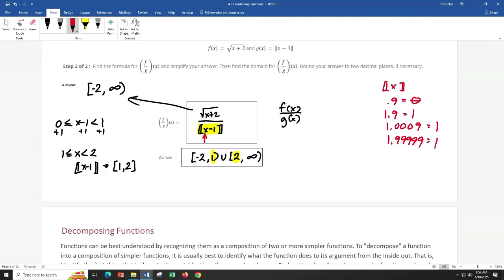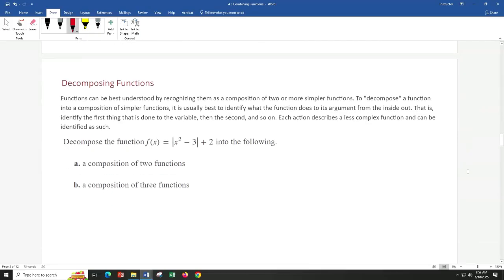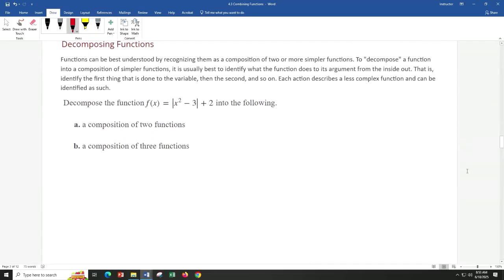Decomposing functions. Sometimes you got to decompose these guys. This one's in their book. But let's look at this one real quick. Decomposing can be a little hard. Your homework makes it super easy. Promise. Functions can be best understood by recognizing them as a composition of 2 or more simpler functions. To decompose, and we've been composing, right? Put them together. We can also decompose them.